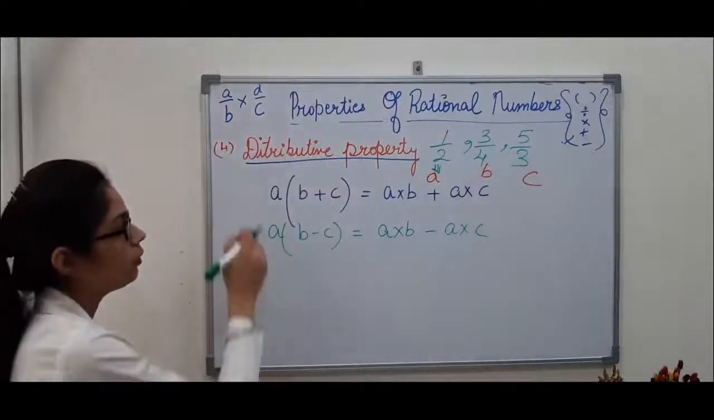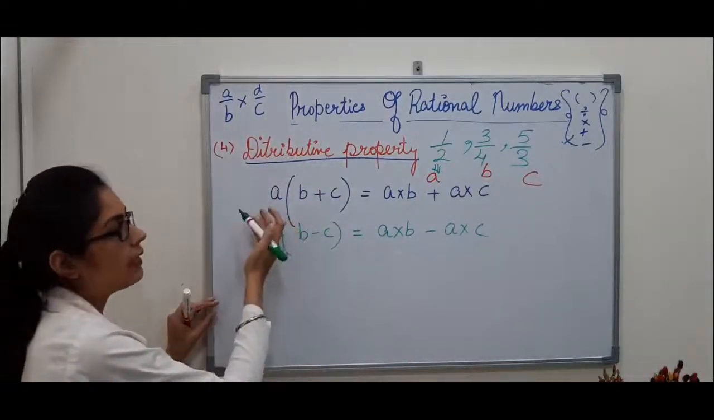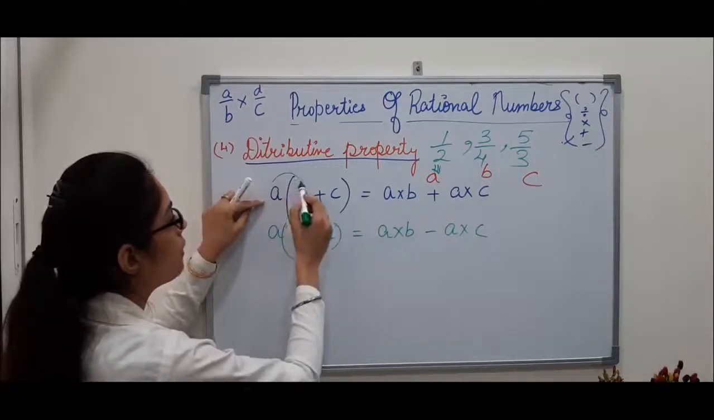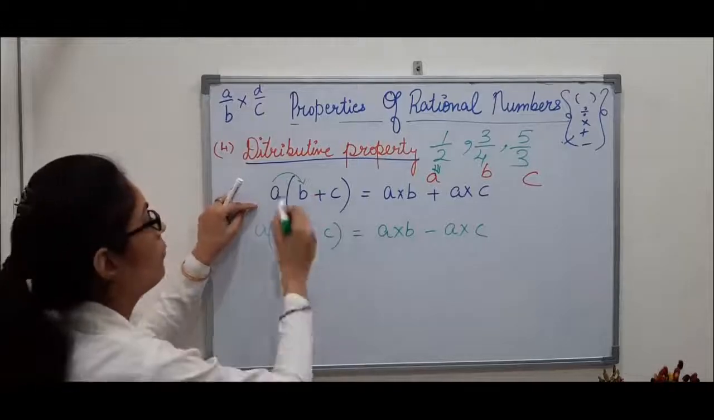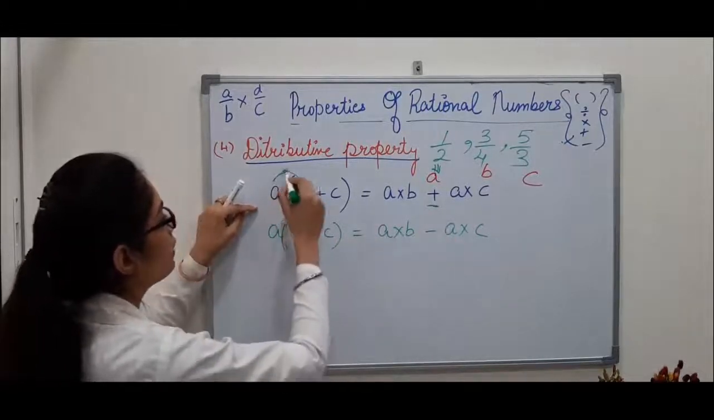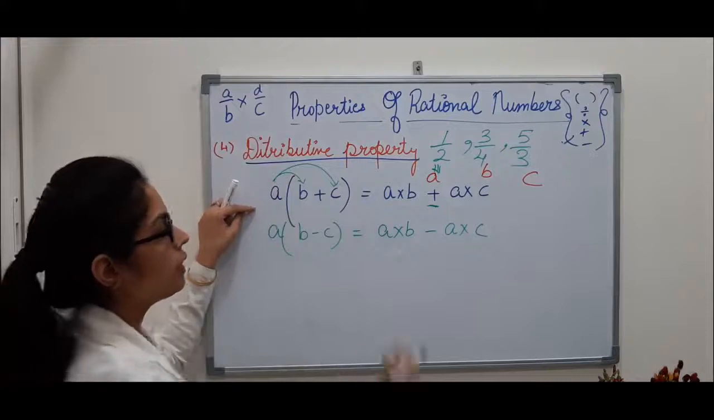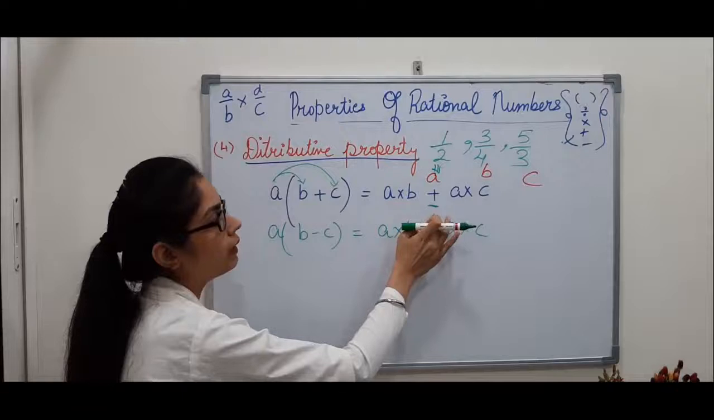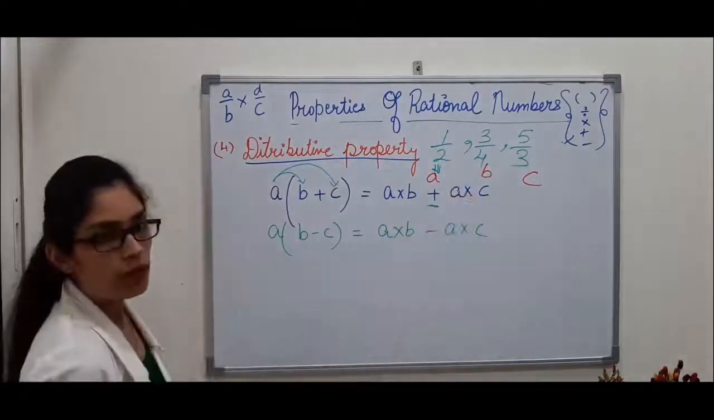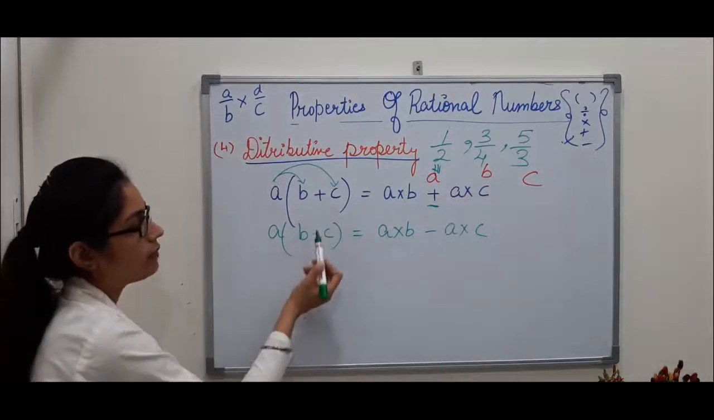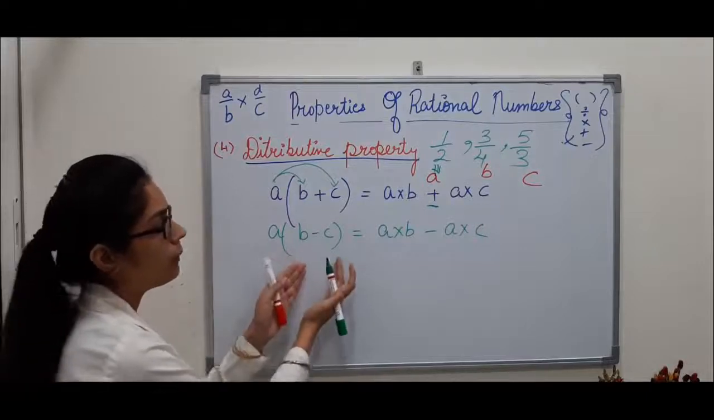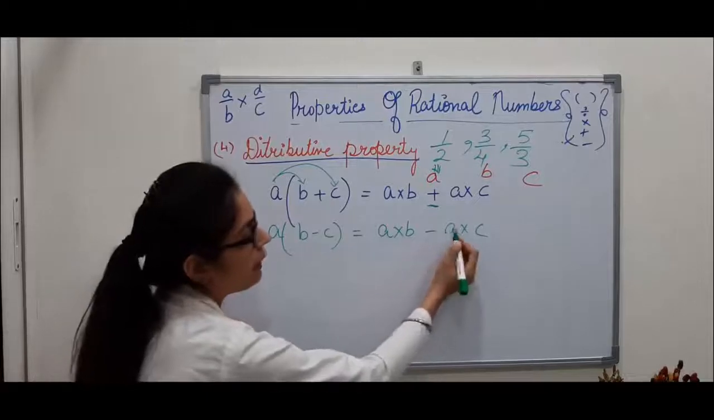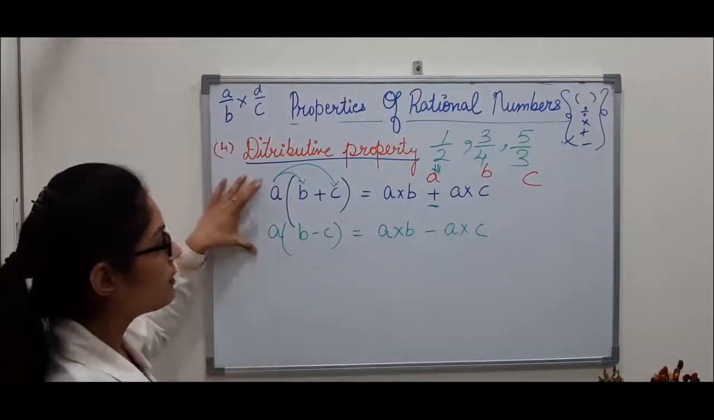See, I have written two forms. First is A into B plus C. This I can also write as A into B. This A will get multiplied with B, plus sign as it is, it will come, and then this A will get multiplied with C. So A into B plus C will be equals to A into B plus A into C. Or if you have minus sign instead of plus, your A into B minus C can be written as A into B minus A into C. So this is your distributive property.